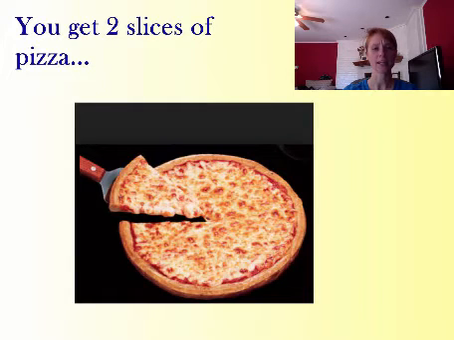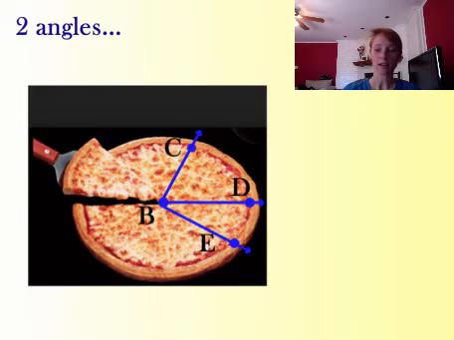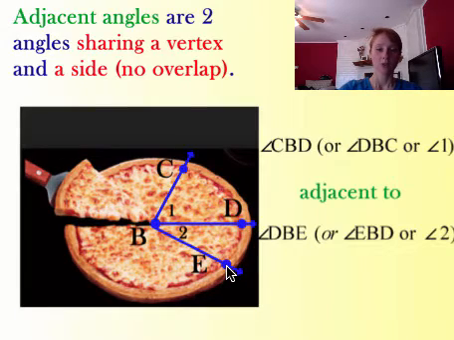So let's start off today by looking at a pizza. And let's imagine that you get 2 slices out of this pizza. Well, we can imagine that the slices are actually represented by angles. So we have 2 angles here. Okay. So we have one angle, angle CBD, and angle DBE. And these 2 angles have a very special relationship.